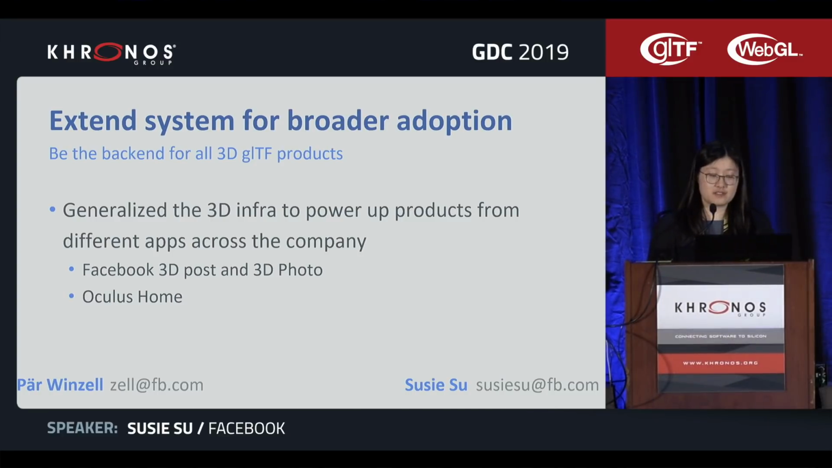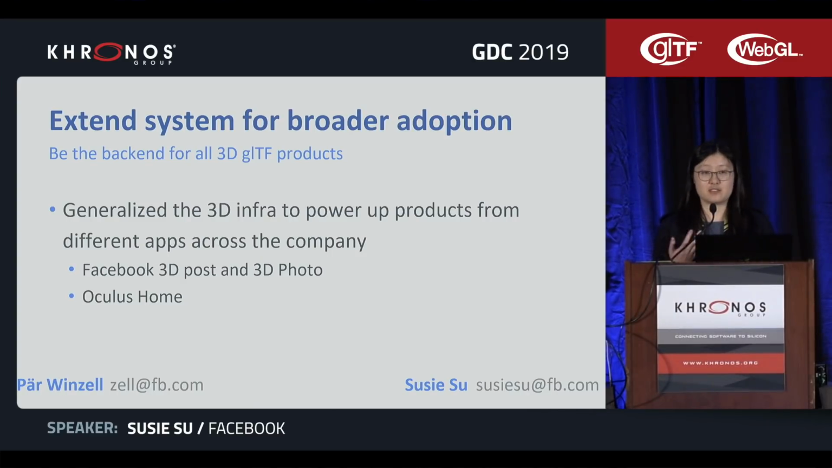Another important thing we improved last year is that we extended the backend system for broader adoption, generalizing the infra to be the 3D infra to power all the applications across Facebook. As more and more new products are using glTF, we started with 3D post and then 3D photo, then Oculus Home user-generated content, and more to come.